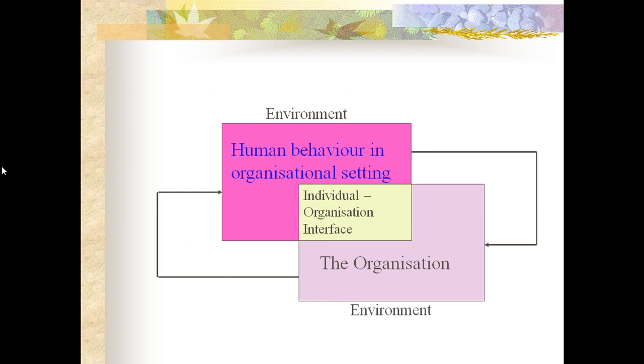So this diagram shows that there is human behavior in organizational setting, or individual behavior in the organization, and there is organization, and there is an element of interface, interaction between individual and organization, and all these things are taking place in the environment, or with the influence of environment. Environment influences individual behavior. It influences the behavior of organization, and surely the environment influences the interface between individual and organization.